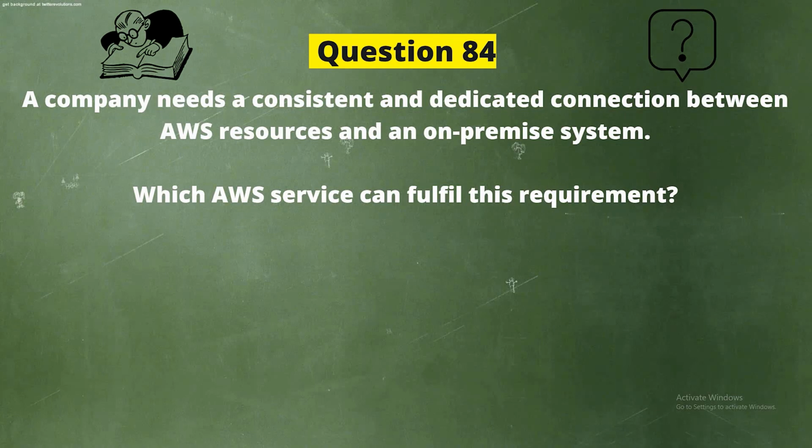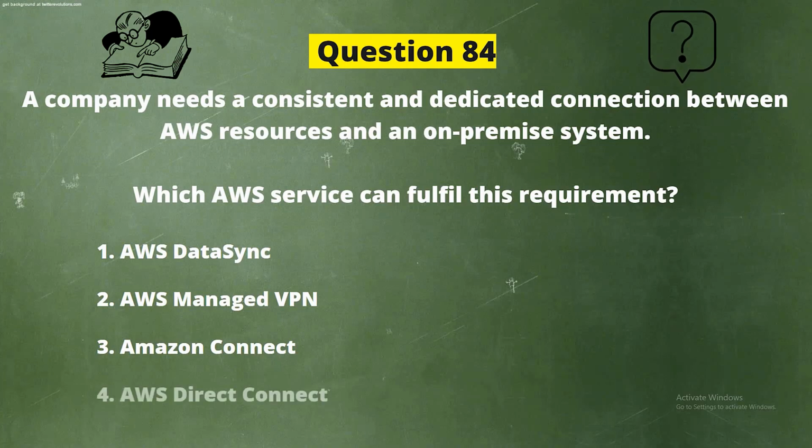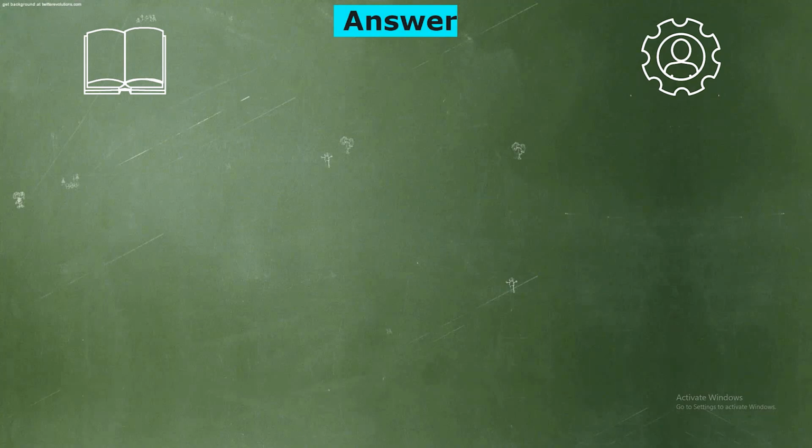Next question. A company needs a consistent and dedicated connection between AWS resources and an on-premise system. Which AWS service can fulfill this requirement? And the options are: Option 1, AWS Data Sync. Option 2, AWS Managed VPN. Option 3, Amazon Connect. Option 4, AWS Direct Connect. And the correct answer is Option 4.